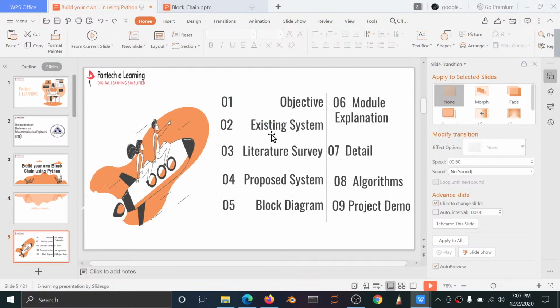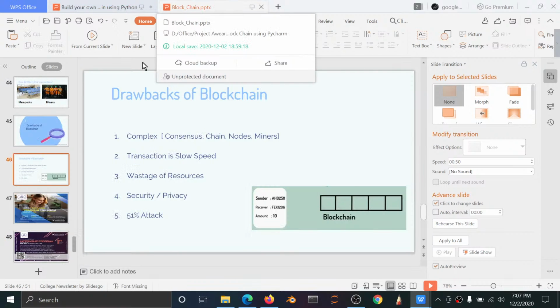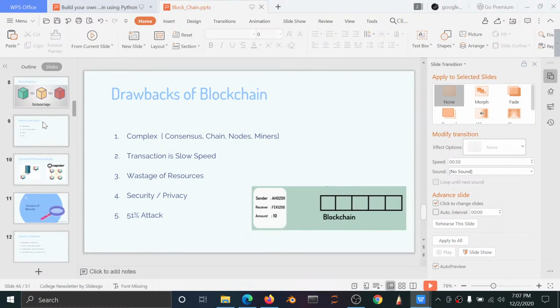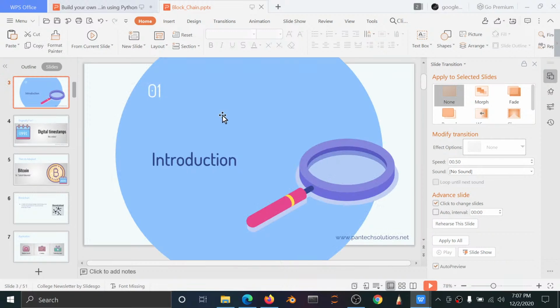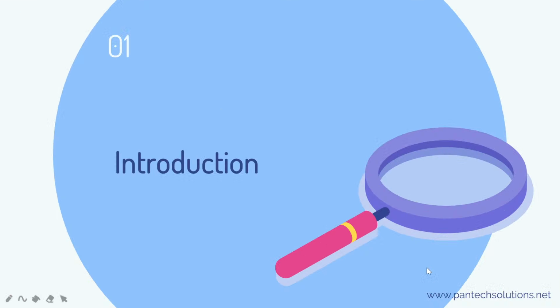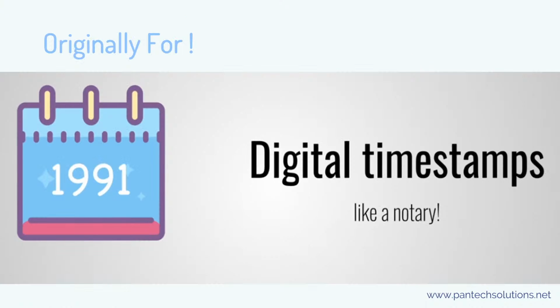Then we will enter into this part, that is objective, existing system, literature survey, proposed system, block diagram, those things. Okay, so here I am entering into the blockchain. First of all, you need to know, so that's why I'm introducing.